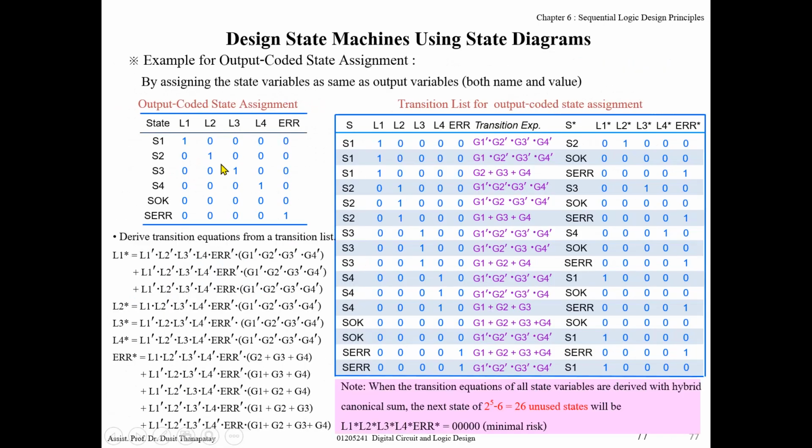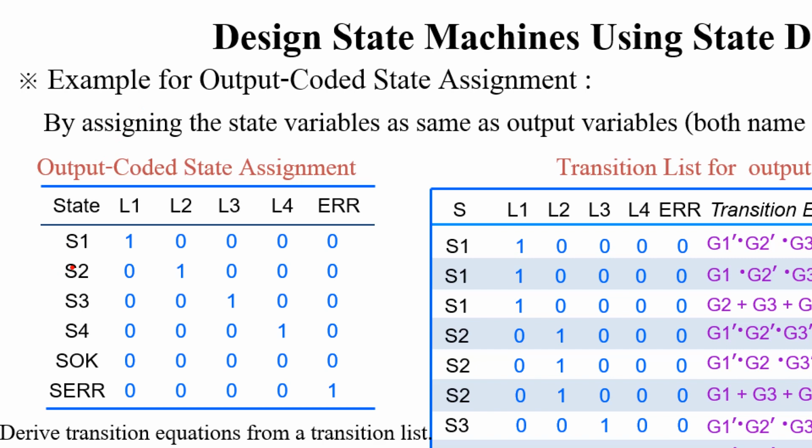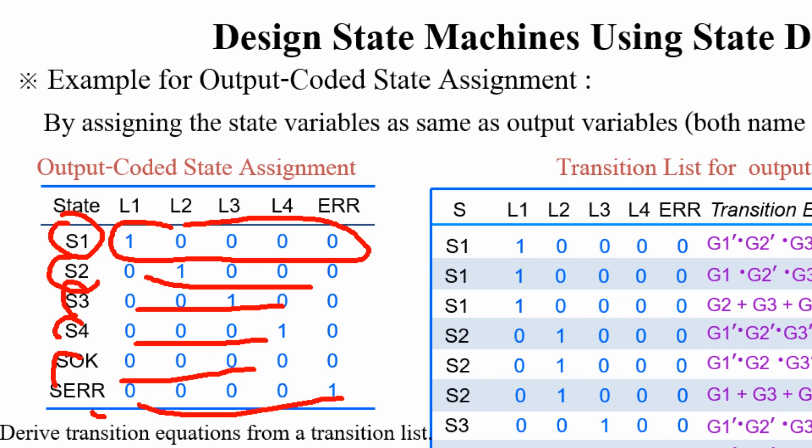For this example, please observe that for each state, for example state S1, the output is 1, 0, 0, 0, 0, right? Namely, only L1 turns on. For S2, only L2 turns on, so the output is 0, 1, 0, 0, 0. For S3, only L3 turns on, 0, 0, 1, 0, 0, and so on. So you can observe that the output pattern for each state is different.